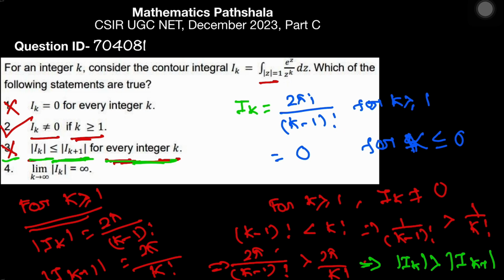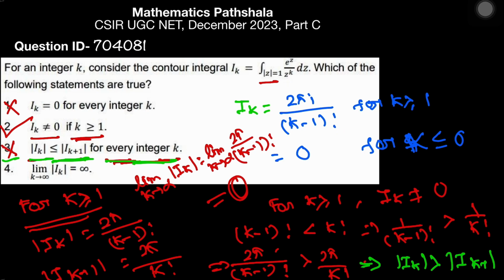Now it is said that limit k tends to infinity of |I_k| equals infinity. Let's check. Limit k tends to infinity of |I_k| equals limit k tends to infinity of 2π by (k minus 1) factorial. As k tends to infinity, (k minus 1) factorial goes to infinity, so 2π by infinity becomes 0. But it is said infinity, so option 4 should be false. So here only option 2 is the right option.